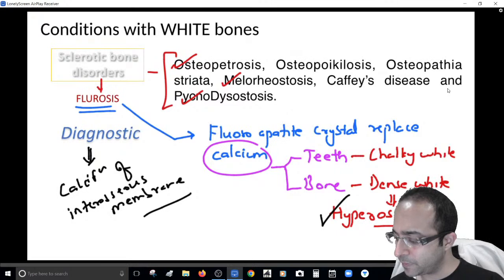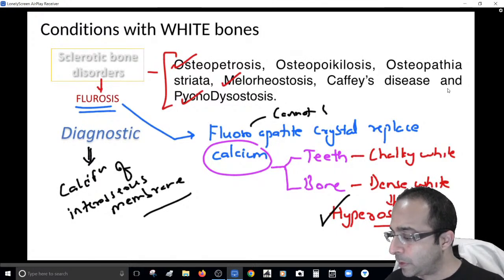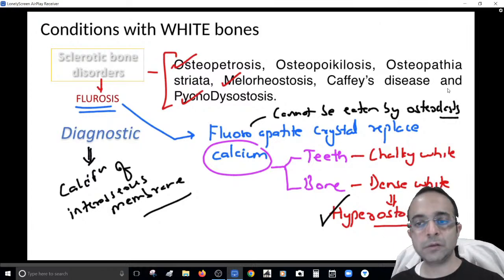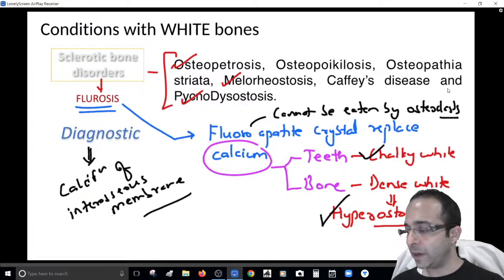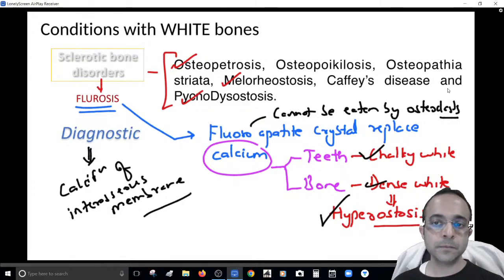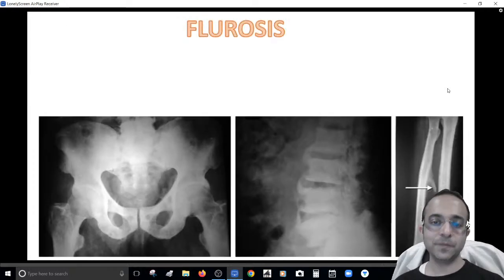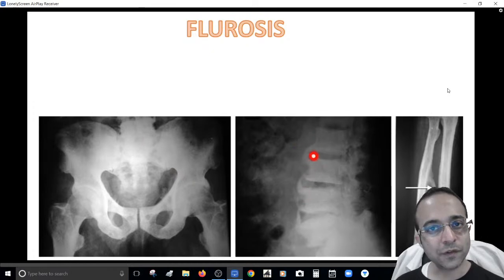These fluorapatite crystals cannot be eaten by osteoclasts. So that is the whole problem here. The teeth are becoming white, bones are becoming white. I'll just show you here also. Look at these white bones. Look at these white bones.